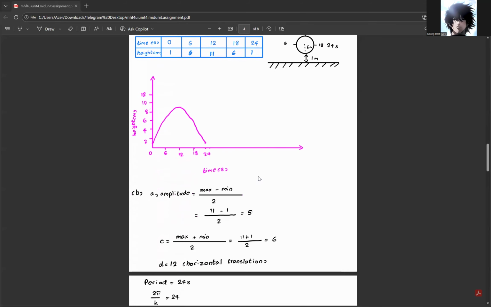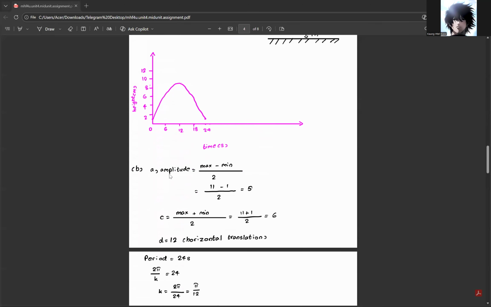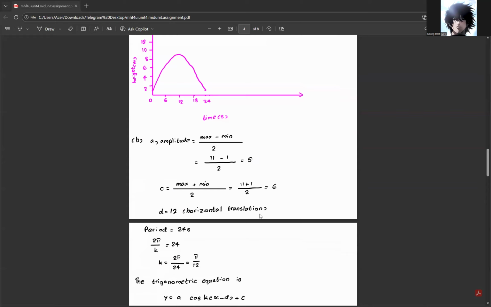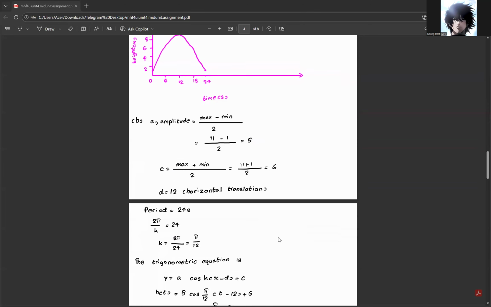We will find the amplitude first. The diameter is 10 meters, so the radius is 5 meters. The amplitude is equal to the radius, so the amplitude is 5 meters. For the midline, since the lowest point is 1 meter above the ground and the radius is 5 meters, the center of the wheel must be 6 meters above the ground. So the midline is y equals 6.